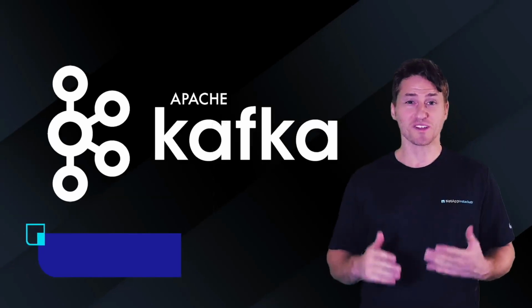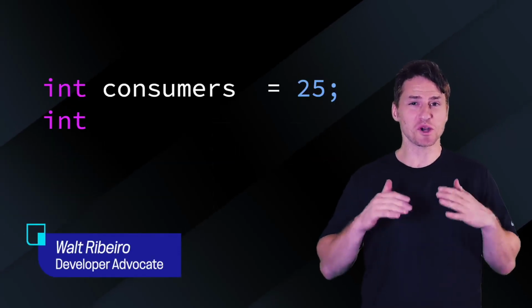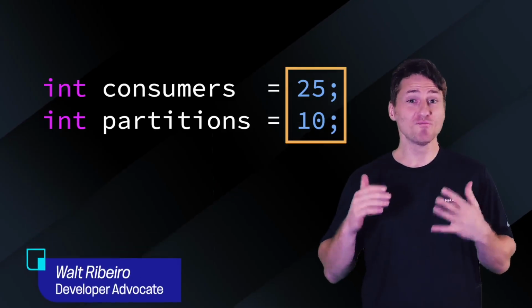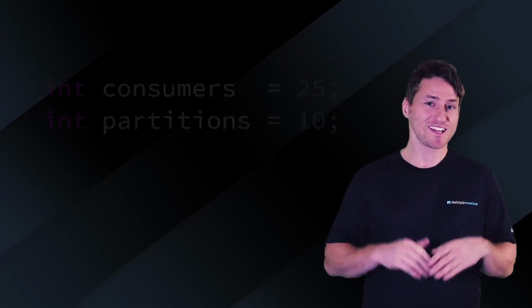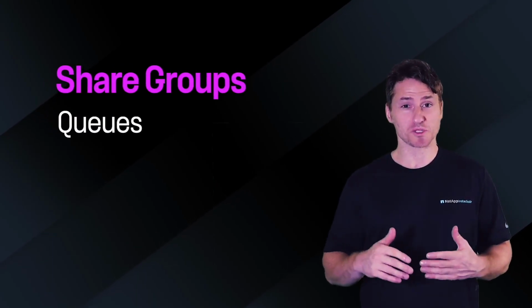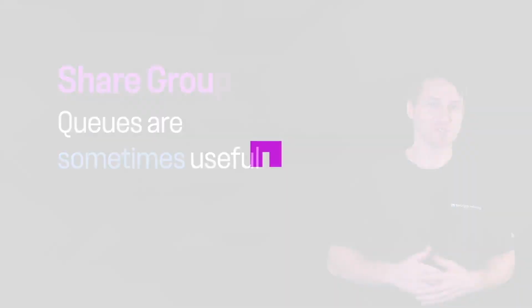What if I told you that Kafka 4.0 just broke its own cardinal rule? You can now have more consumers than partitions. Today, we're diving into share groups because queues are sometimes useful.